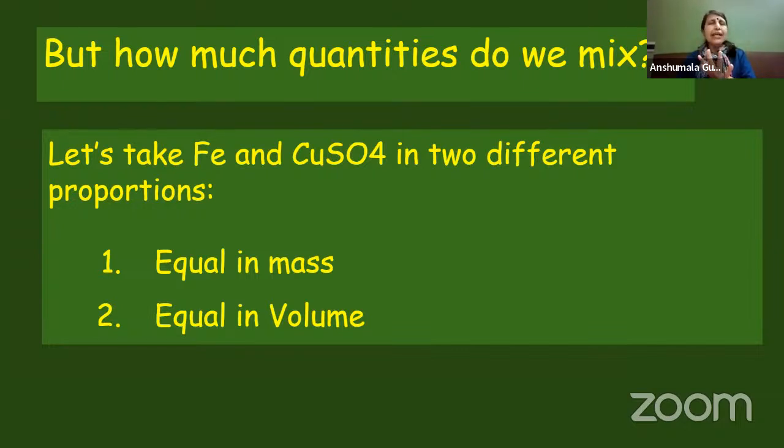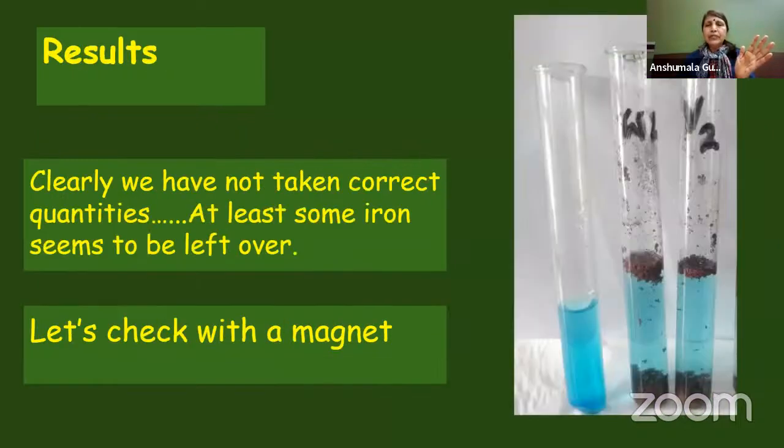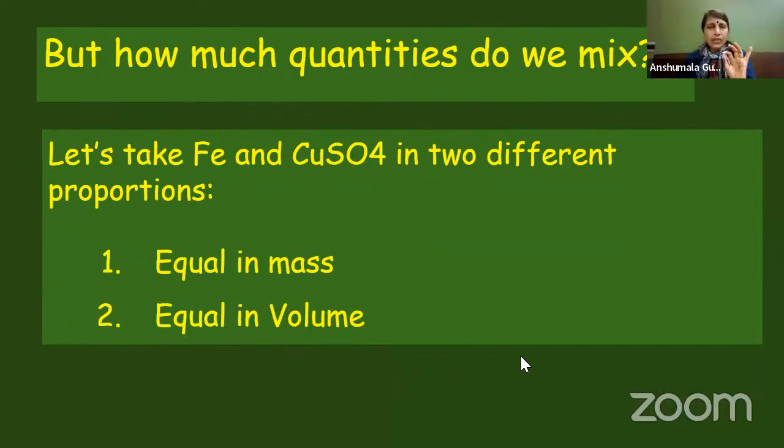We are not saying they are equal in mass. We are taking equal masses. We are doing the experiment by taking equal masses of both the reactants. We can take something equal of both reactants. What we want to see is what happens if I take equal masses of both copper sulfate and iron, and if I take equal volumes of each of these. Usually in a face-to-face workshop, we actually do this. But right now, I'm only going to show you a video.